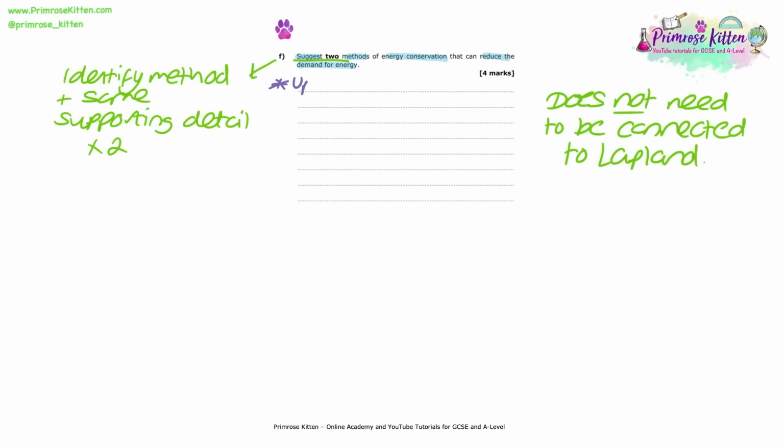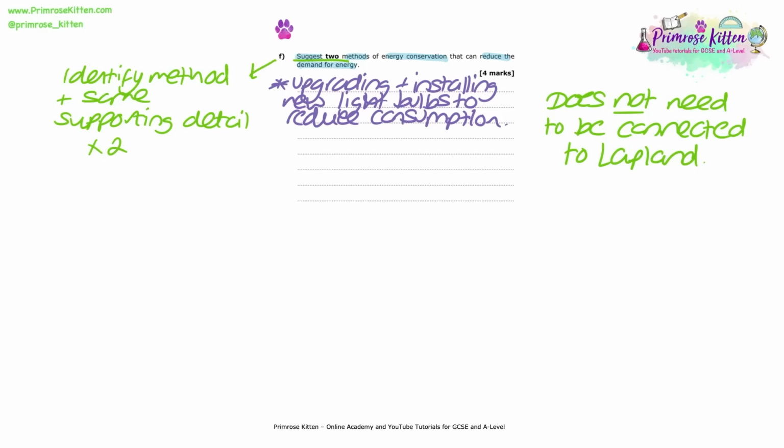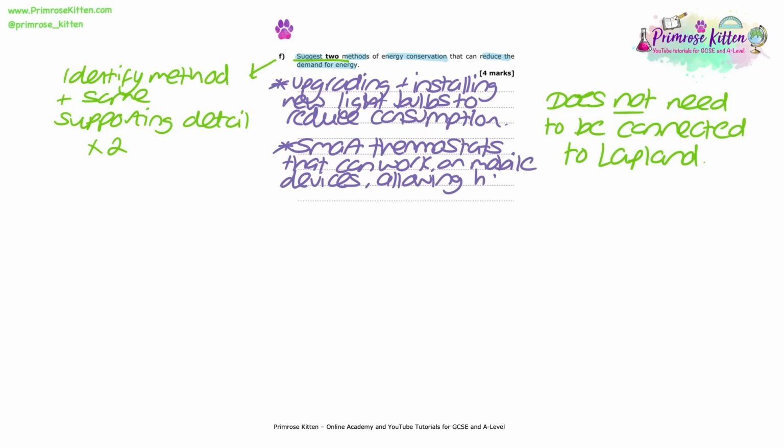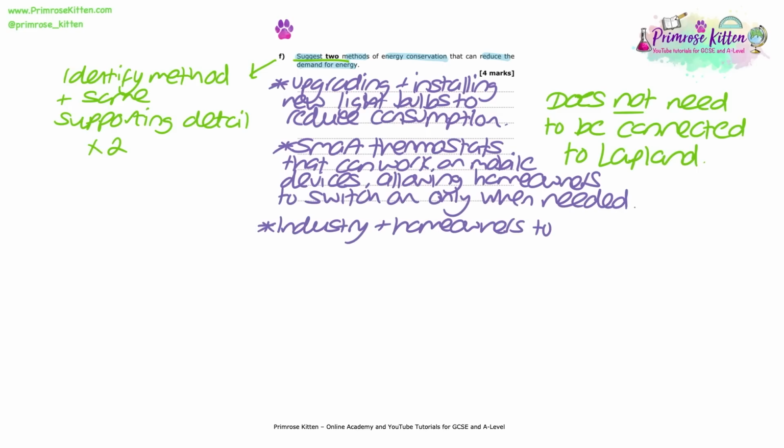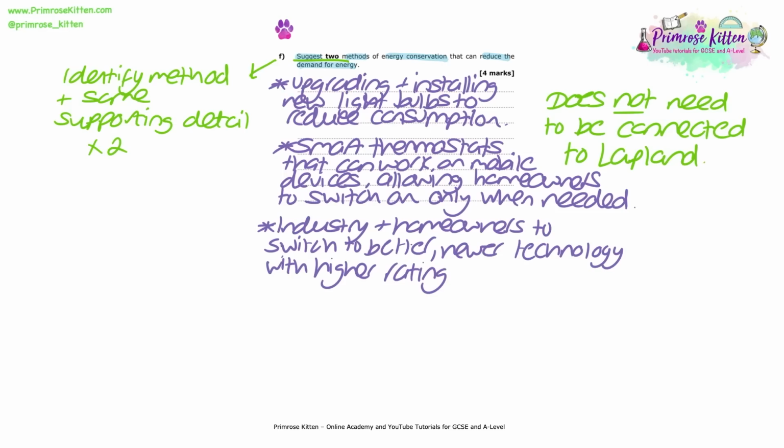There are a number of possible methods that you might include in your response. Firstly, you might upgrade and install new light bulbs to reduce consumption. Secondly, you might suggest smart thermostats that can work on mobile devices, allowing homeowners to switch on only when needed. Thirdly, you might consider industry and homeowners switching to better, newer technology with higher rated appliances.